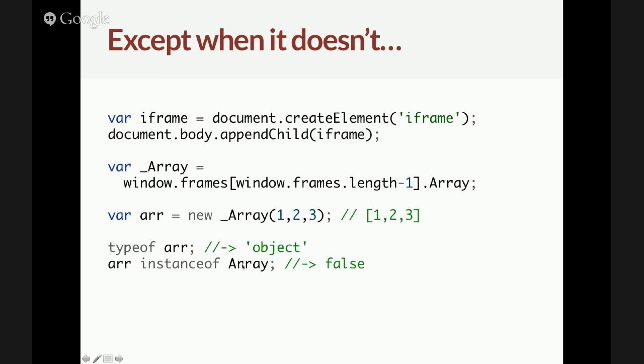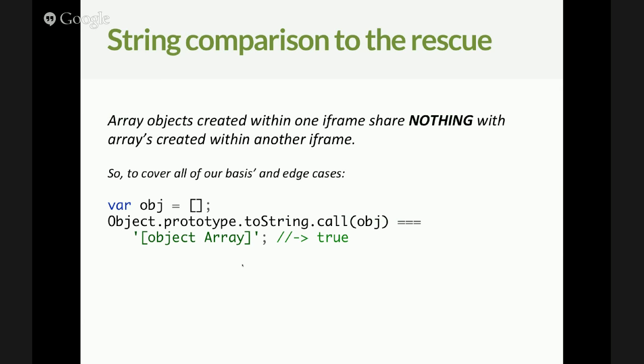So jQuery has helpers that make it possible to test if something is an array no matter what context it came from. And the way it does this in older browsers, now in modern browsers, there's Array.isArray, which will tell you if it's an array no matter what context it came in. But jQuery provides a way that works for older browsers like IE.